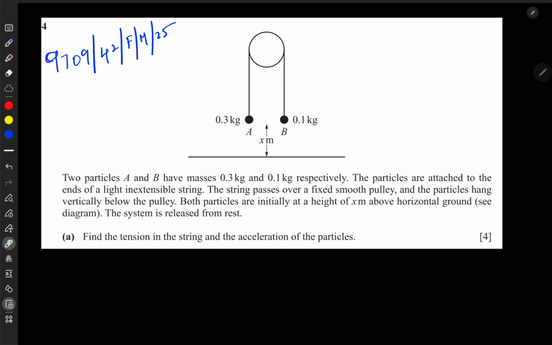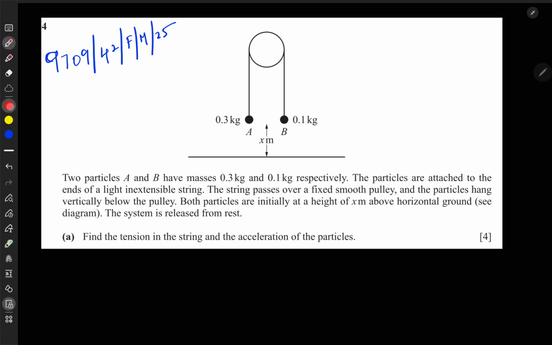Since they are connected with a light inextensible string, whatever acceleration A is coming down with, B will have the same acceleration, but in the opposite direction. B will go up and A will come down. They're asking what the tension in the string is and also what the accelerations are in the first question. In the second question, we have to find the time or velocity, that is on the next page. First we'll do this question.